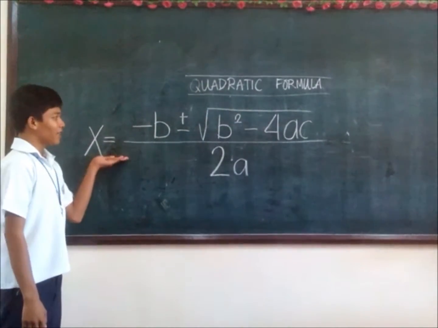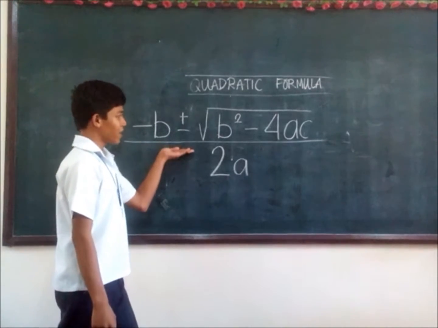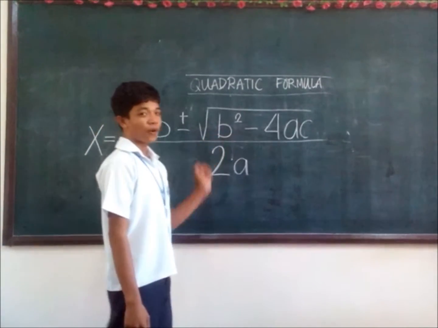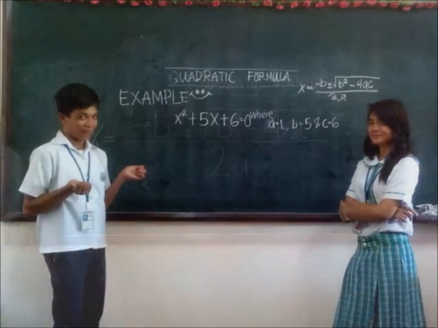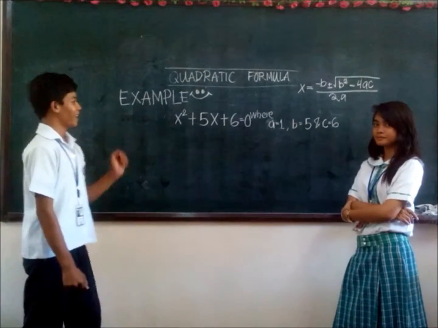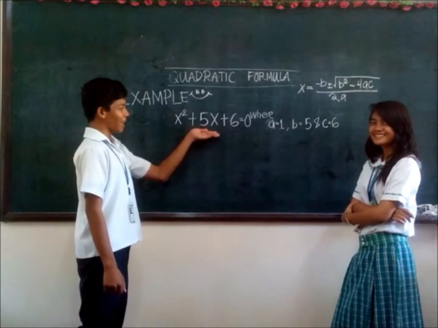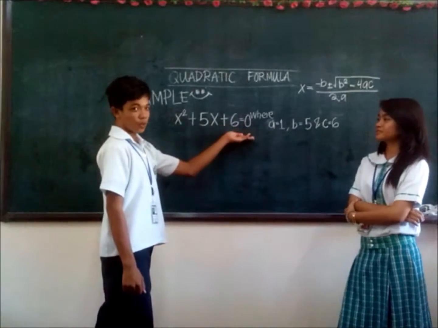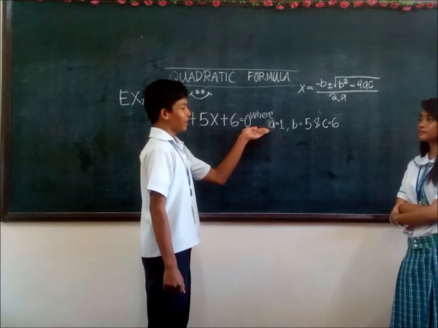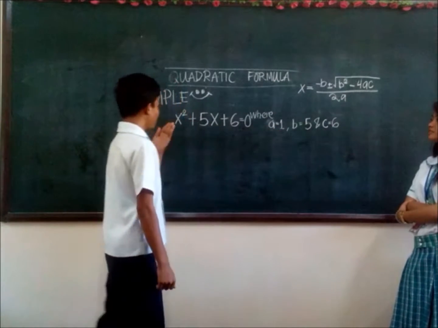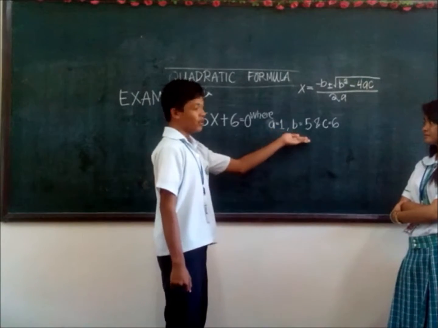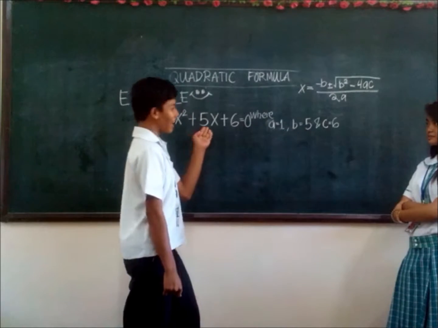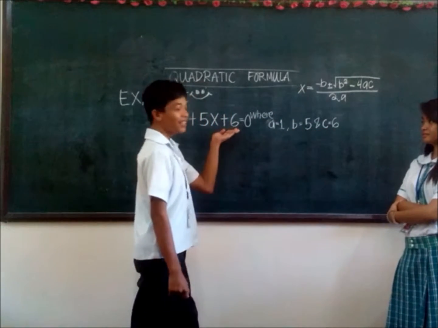X is equal to negative b plus minus the square root of b squared minus 4ac all over 2a. Let's give it a try. For example, x squared plus 5x plus 6 equals 0, where a is equal to 1 because x is considered as 1, where b is equal to 5, and c is equal to 6.